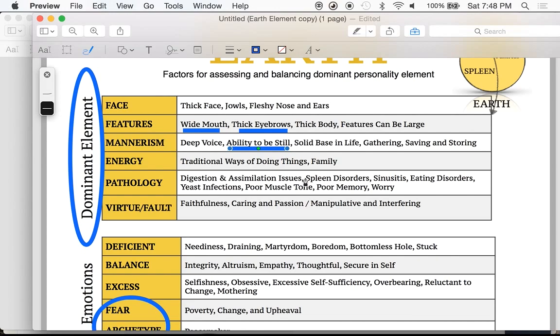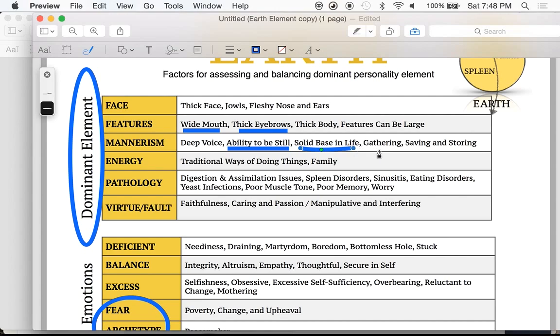Earth elements, it fits. Earth, you think of Earth, it's still. It doesn't move. Compare it to fire or water that are all over the place. Earth has the ability to be still. A solid base in life. That's another really common one. They like stability.